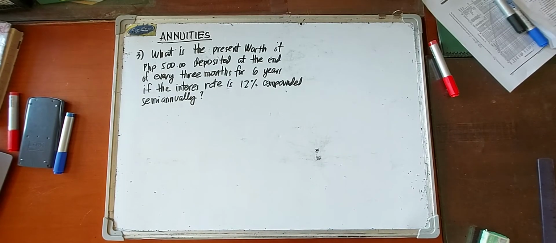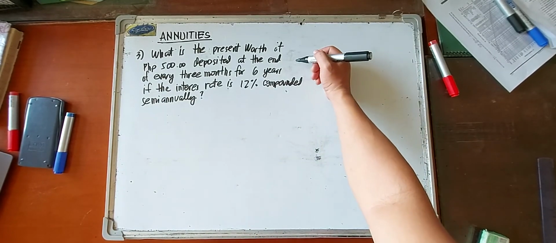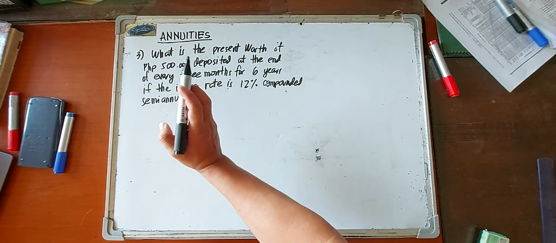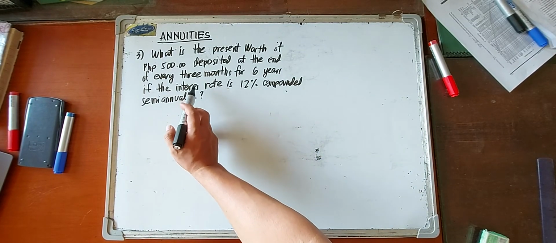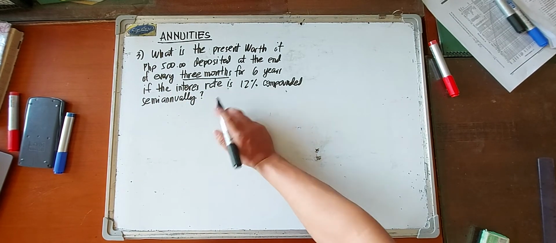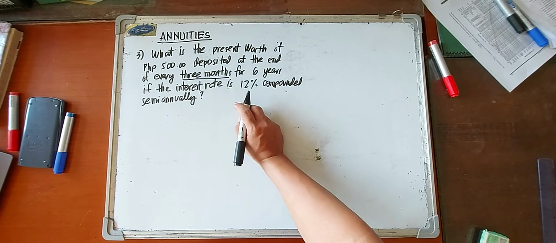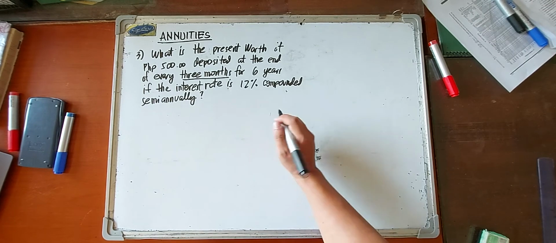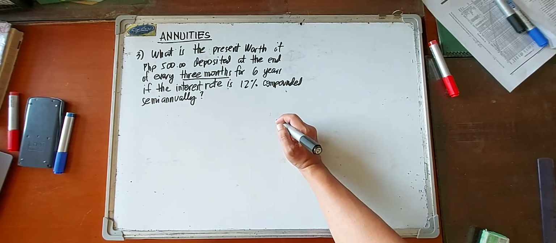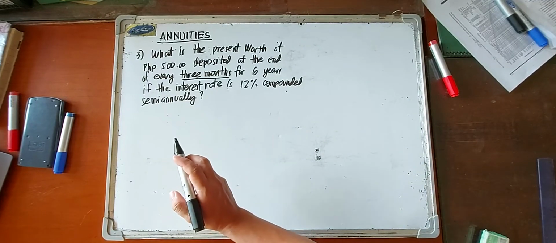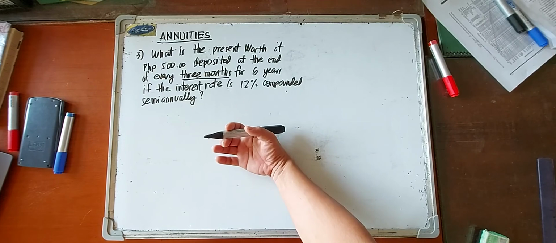Okay, let's solve this third problem. What is the present worth of 500 pesos deposited at the end of every 3 months? That means quarterly ito, no? Every 3 months for 6 years if the interest rate is 12% compounded semi-annually. Okay, so the problem can be treated as an annuity since the deposits are given uniformly at the end of 3 months, or that is quarterly.